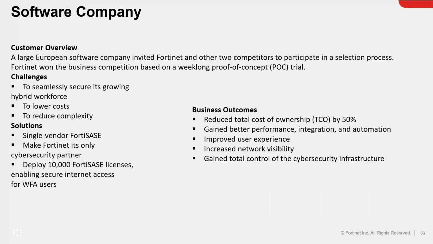So what actually happened there was that they went with Forti SASE. They made us their only cybersecurity partner. So they actually make further investments with things like FortiGates, SD-WAN, SD-Branch. Okay, and they deployed over 10,000 Forti SASE licenses, allowing working from anywhere with secure internet access. And the total business outcomes were reduced total cost of ownership by 50%, better performance, integration, and automation, improved user experience, increased network visibility, and again, total control of the cybersecurity infrastructure.